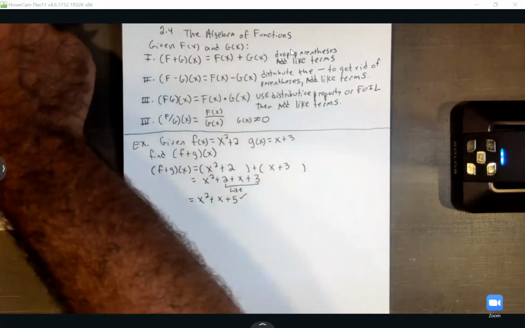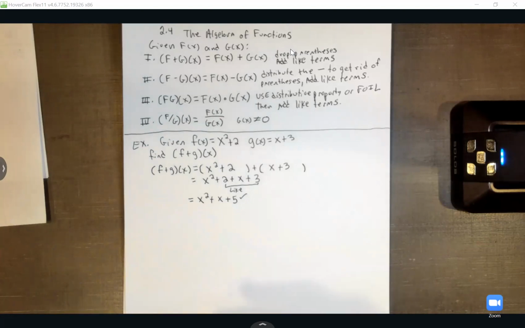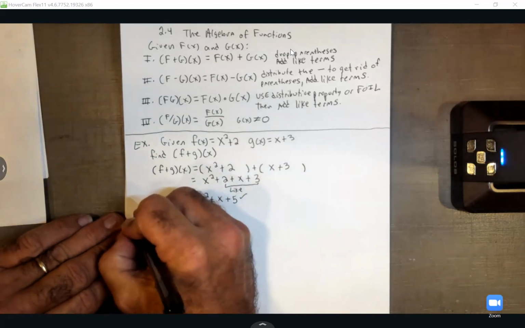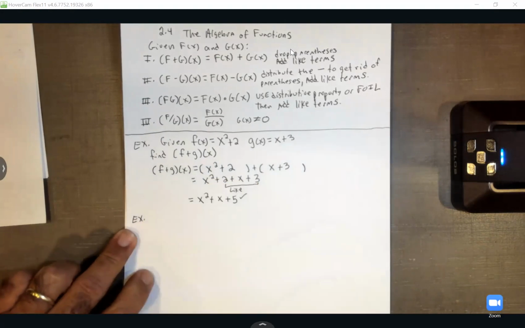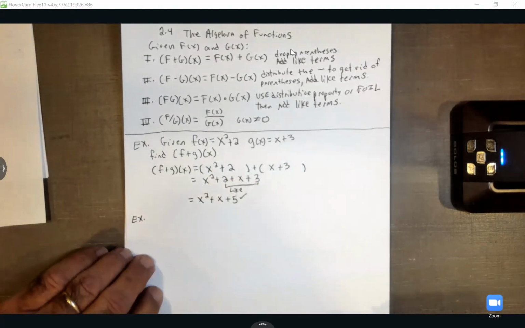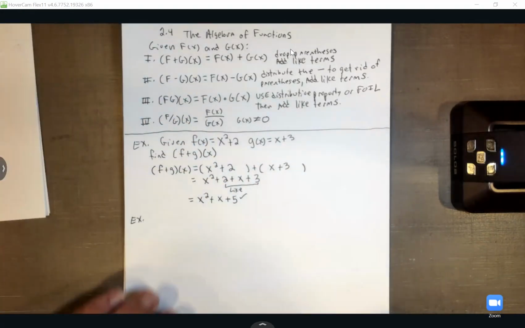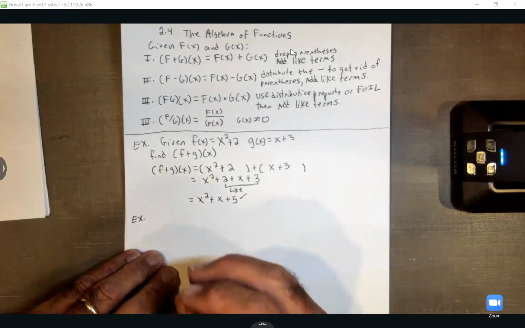So these aren't too bad. It's just looking at what operation they're giving you, and then trying to simplify it. So let's do some multiplication.